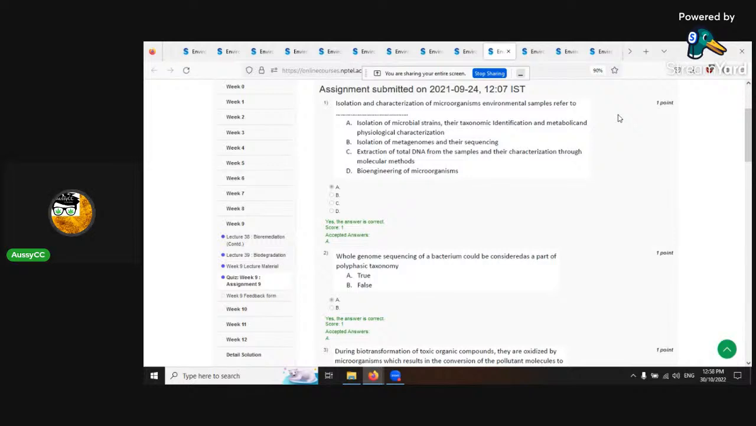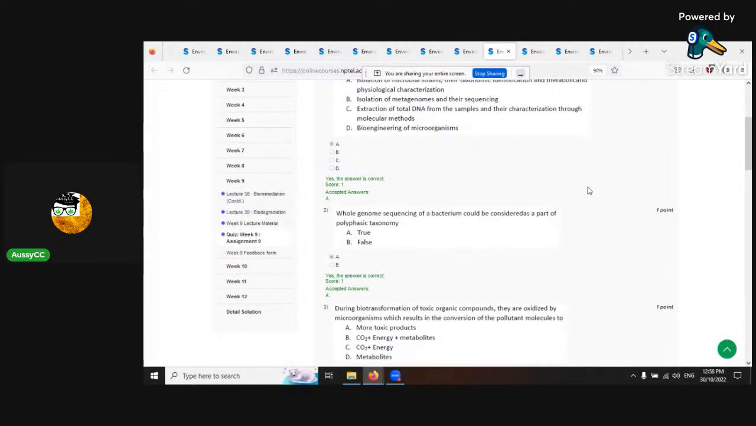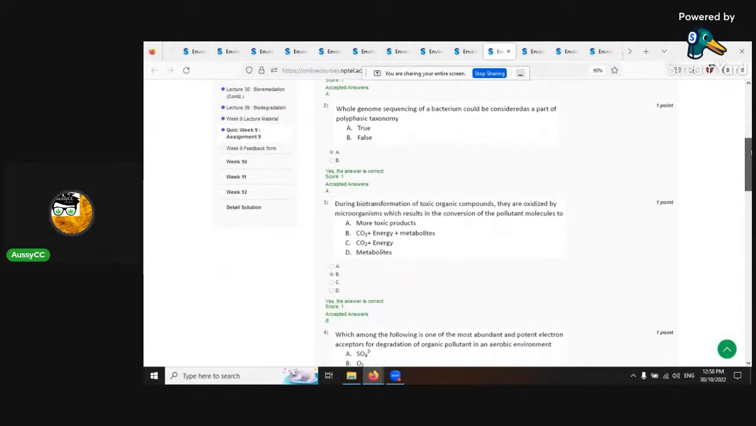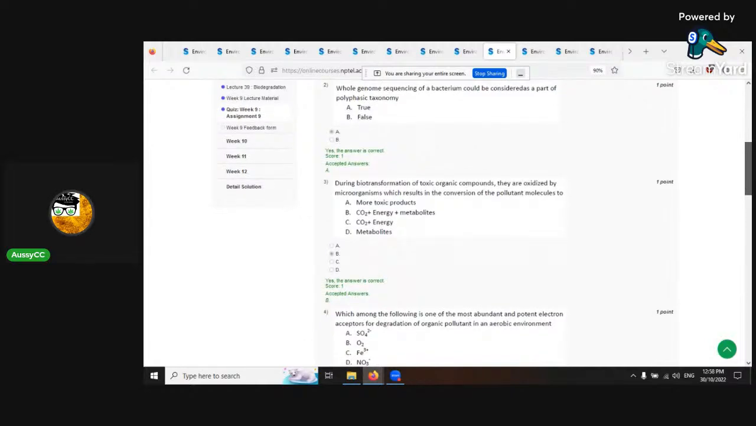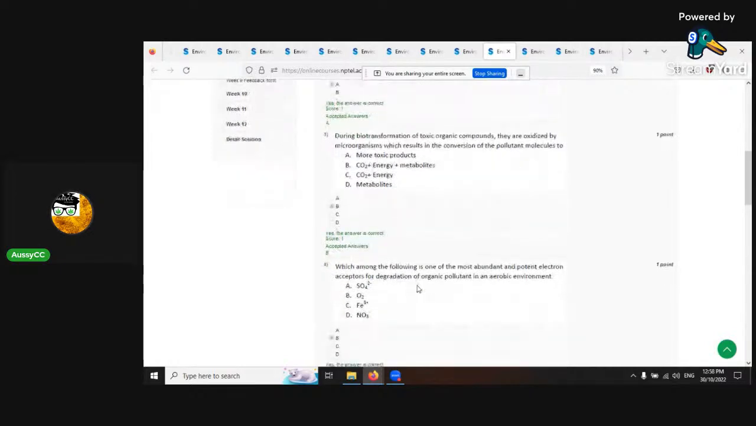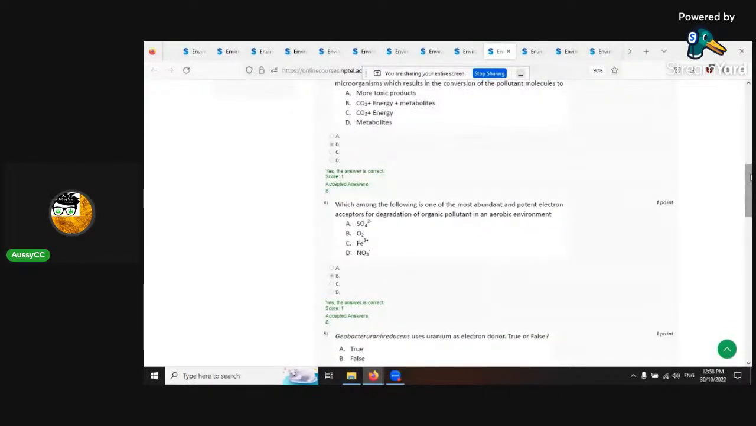During biotransformation of toxic organic compounds, they are oxidized by microbes, which results in the conversion of pollutant molecules to heaps of stuff, because many microbes do many things. Which among the following is one of the most abundant and potent electron acceptors? Come on, I'll wait a bit. You know this. It's the stuff we breathe in. Oxygen's the most potent. Geobacter uraniireducens uses uranium as an electron donor. No, it's an electron acceptor. That's false.